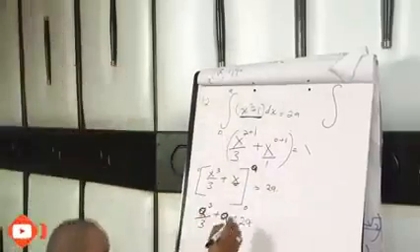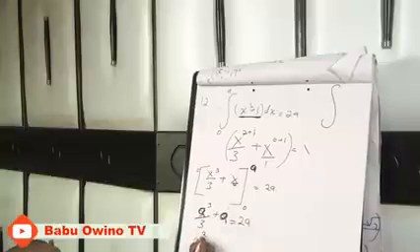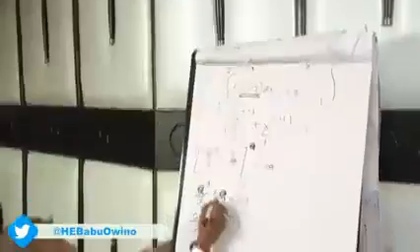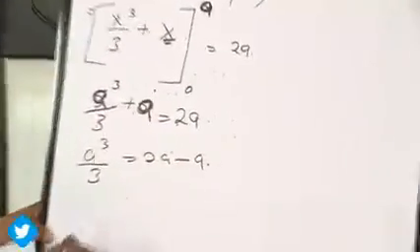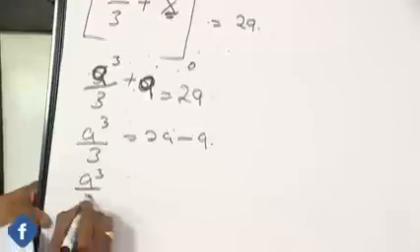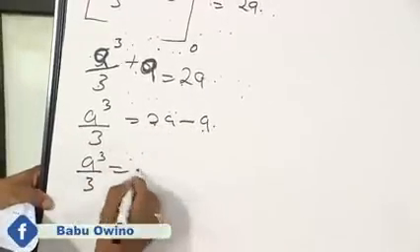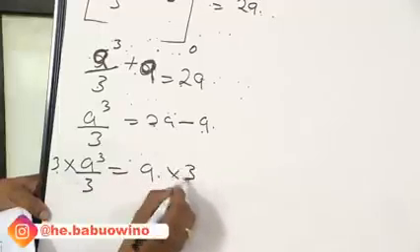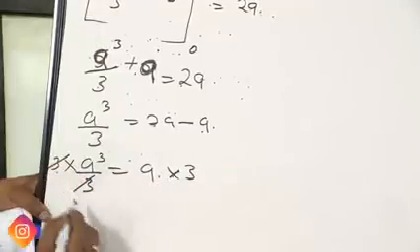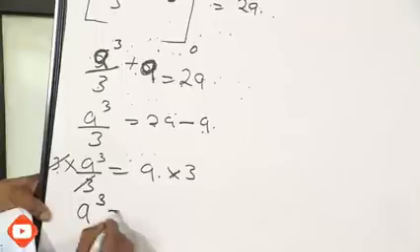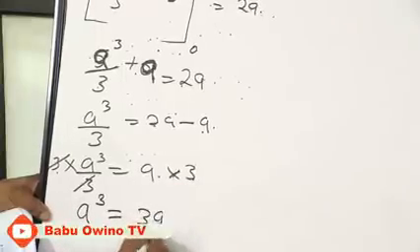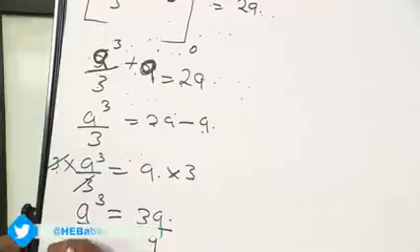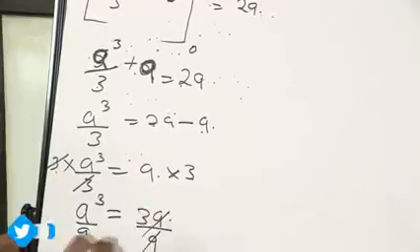Then collect the like terms. a raised to power 3 divided by 3 equals 2a. When a crosses the other side it becomes minus a. So a raised to power 3 divided by 3 equals 2a minus a, which is a. Then cross multiply by 3 on both sides. This 3 and 3 go. Then we have a raised to power 3 equals 3a. Then we can further simplify by dividing by a because a is common.